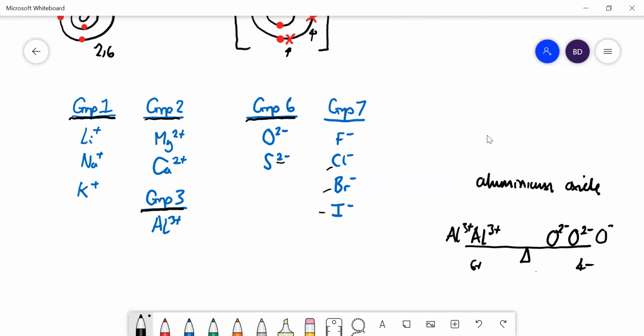Put another oxide on there, and you end up with Al2O3 as the formula of aluminium oxide.